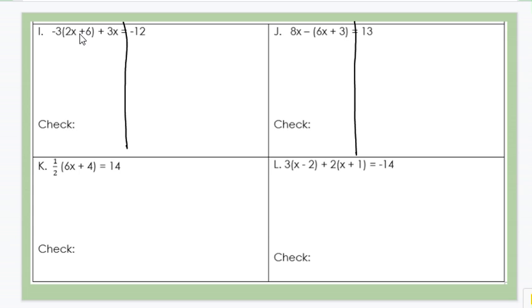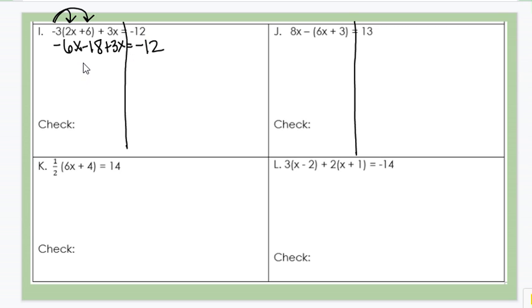All right, so do we have grouping symbols? And the answer is yes, we have our parentheses. So we're going to start by getting rid of the parentheses by distributing. So the number on the outside is -3 times 2x, which gives us -6x. The -3 times +6 is a -18. I'm going to bring down this plus 3x, and this equals -12.